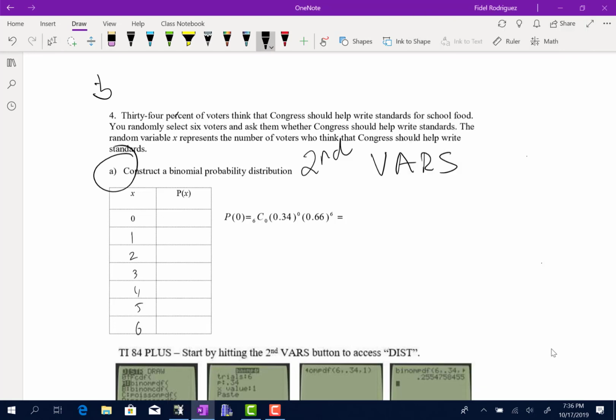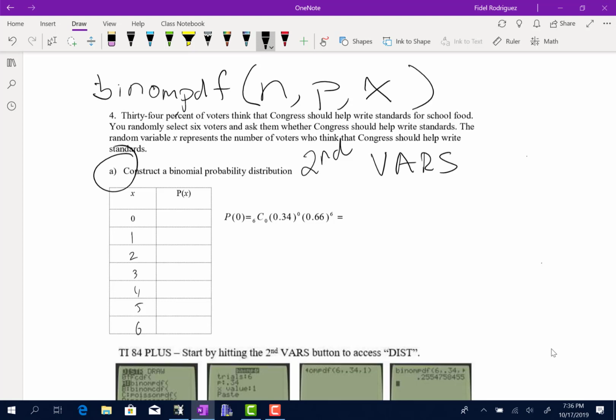When I get my binomial PDF, the first thing it's going to ask me for is my n. Let me grab my handout real quick so I can show you. The first thing is going to be the number of trials. The second thing is going to be our probability. And then our next thing here will be our x, right?